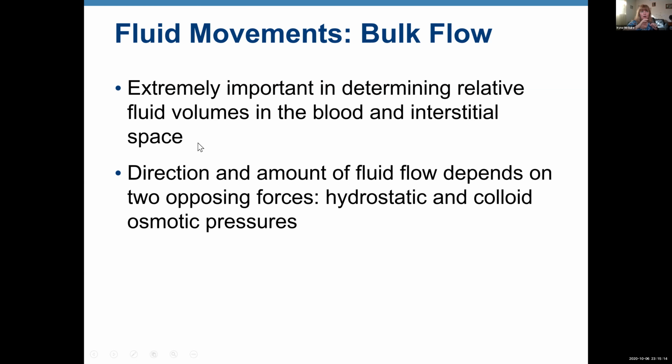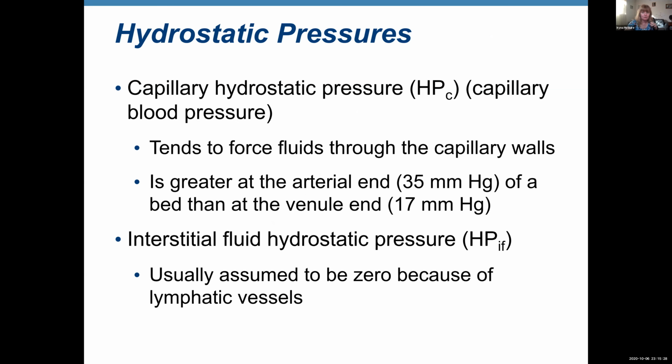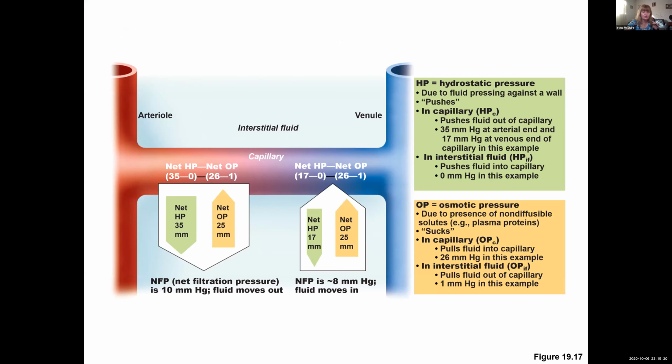Now, fluid movement is extremely important in determining relative fluid volumes in the blood and interstitial space. That means how much fluid moves from your capillaries to the tissue. It's important, right? Now, why do fluids move from your capillaries to the tissue? So what's happening over here? Let's look over here. We have arterial, and we have venous. And here's the capillary. That's just one capillary to give you the whole story.